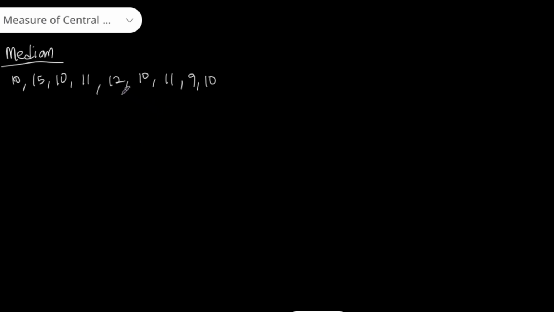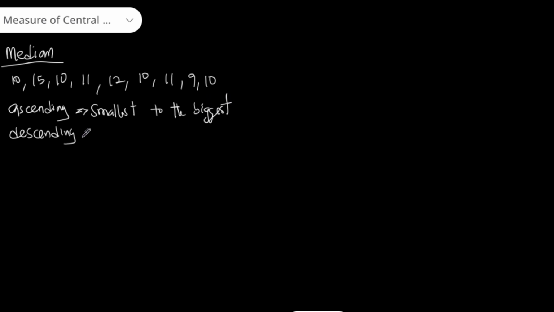Now, to find the median of this data, the first thing to do is to arrange either in ascending order or in descending order. To arrange in ascending order is to arrange from the smallest to the biggest, while to arrange in descending order is to go from the highest to the lowest, from the biggest to the smallest. Whichever way you arrange, you will get your median. So now I'm arranging in ascending order, from the smallest to the biggest.